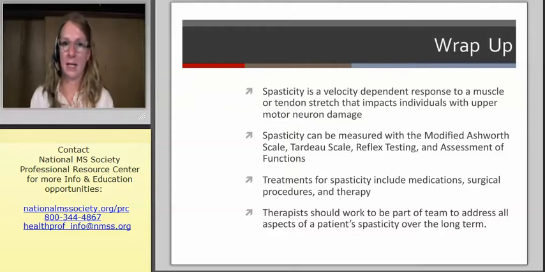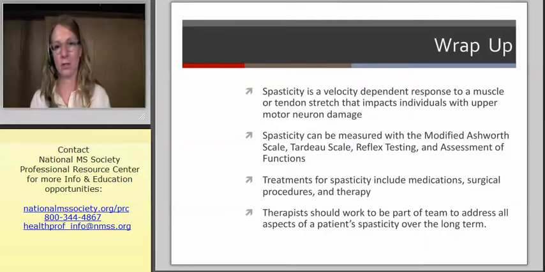Spasticity is a velocity-dependent response due to muscle or tendon stretch that impacts individuals only with upper motor neuron damage. It can be measured with the MAS and Tardieu reflex testing. Treatments include medication, surgical procedures, and therapy. And therapists should work to really be part of a team to address all the aspects of the spasticity and function over the long term.